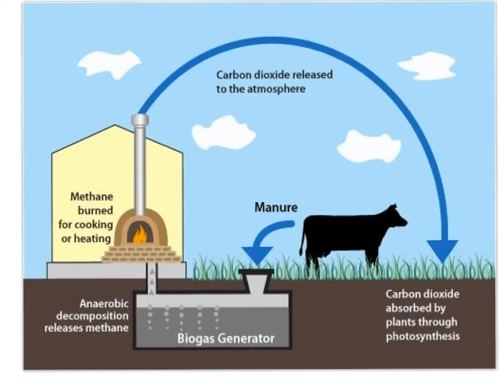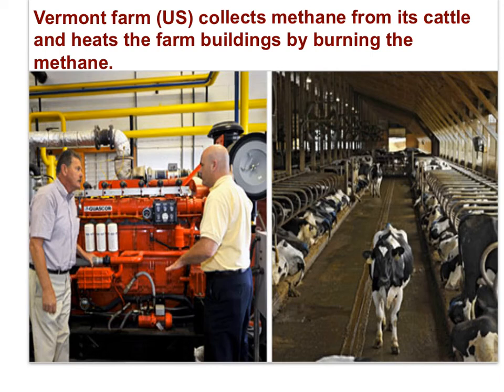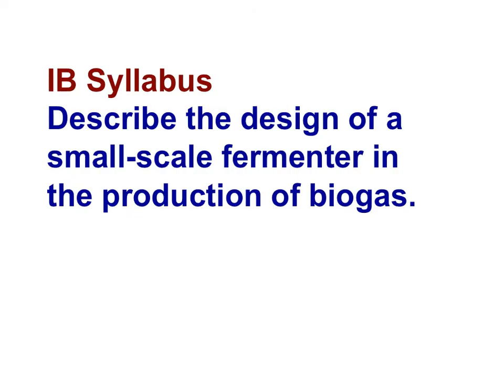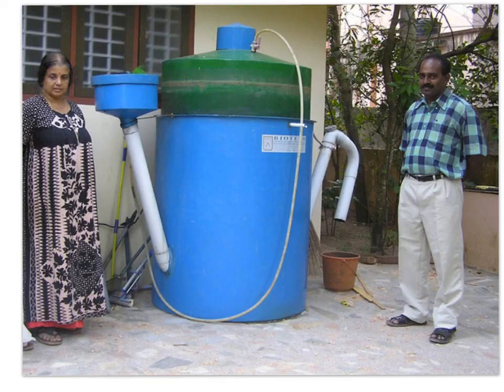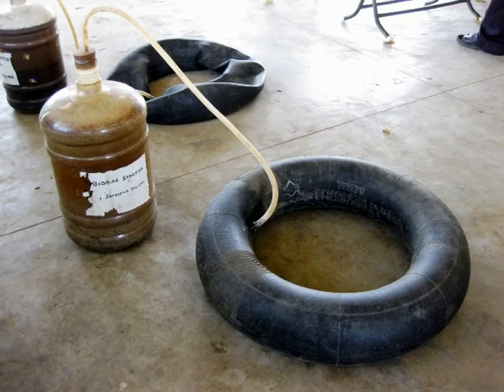Here are photographs from a U.S. farm that collects methane from its cattle and heats the farm buildings by burning the methane. So at this point, could you describe the design of a small-scale fermenter in the production of biogas? Here is a photograph of a small-scale fermenter producing methane gas, biogas, in India. Here is a photograph of an even smaller system producing biogas that fills the tire.